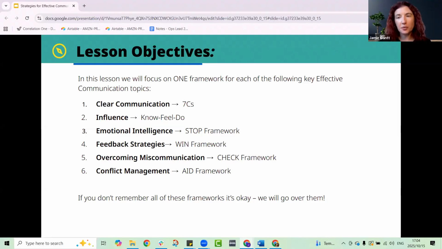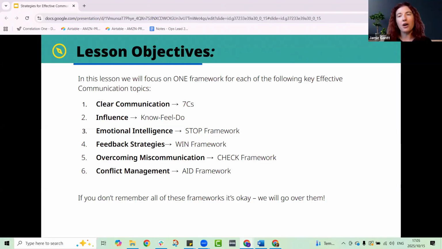And when it comes to these frameworks, they don't necessarily have to be used like some sort of a tick list. It's not like you have to remember, oh, I'm in a work conflict situation, now I have to think about aid. What was A again? I don't remember. What I really want you to take away from these is that these are great ways for memory recall. That's why we put these into frameworks.